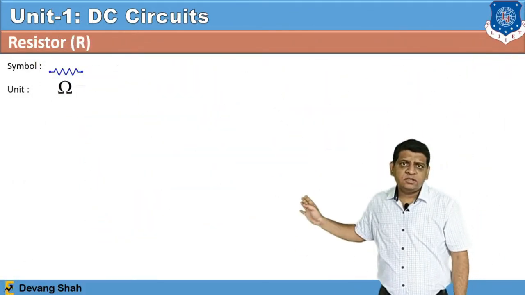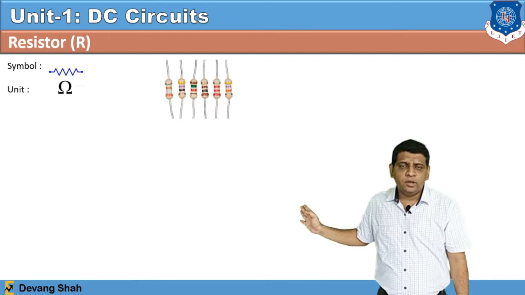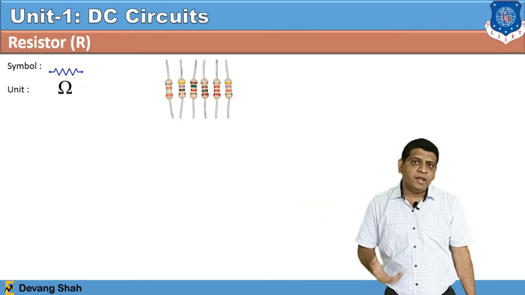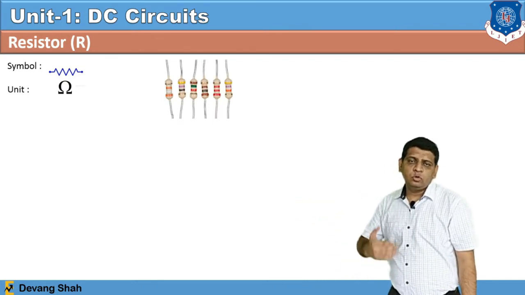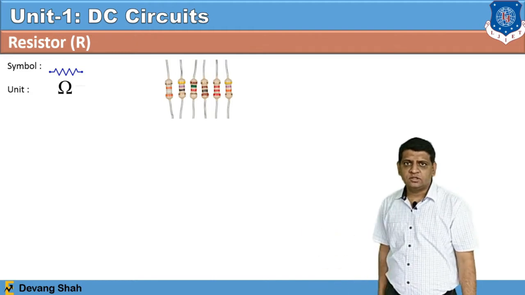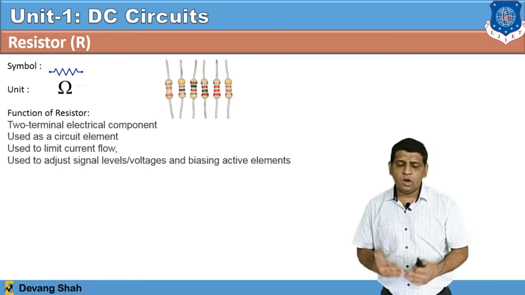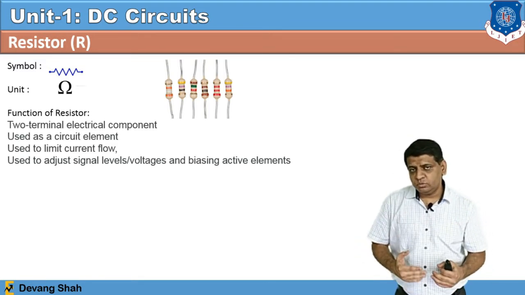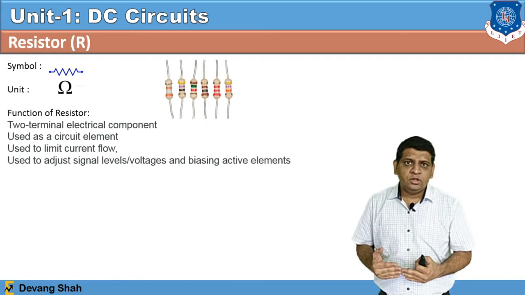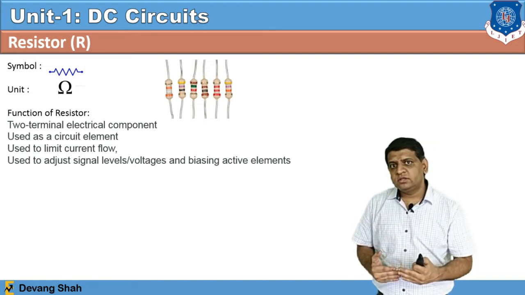Now resistance has a symbol and its unit is ohm, and once you go to the market and buy a resistance, it will look this way. Now you can use this resistance as a circuit element. Now what is the use of this resistance? You require this resistance because of the voltage drop in the circuit, and because it also regulates the current.